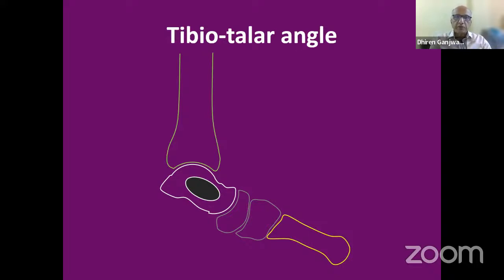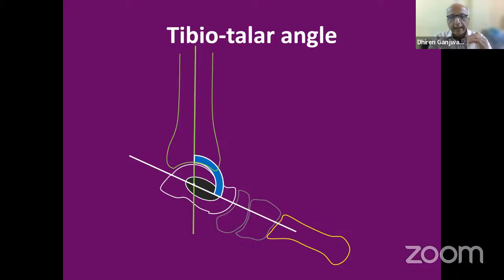The first angle which we measure is the tibiotalar angle. So the angle between the long axis of the tibia and the talus, that's the tibiotalar angle. That angle gives us an idea about the equinus component of the deformity. If the angle is more, then it suggests that the posterior structures are short and the talus is more plantar flexed in relation to the tibia.